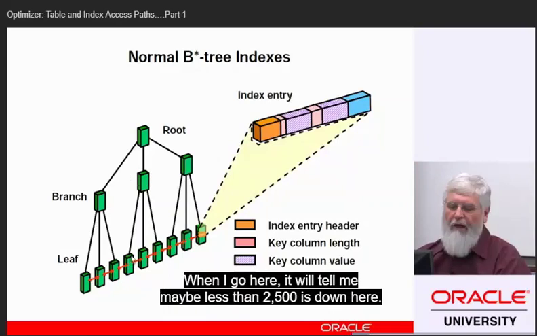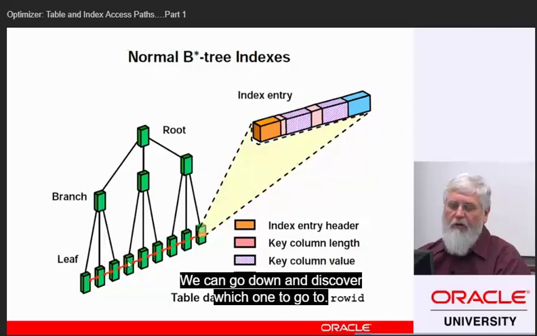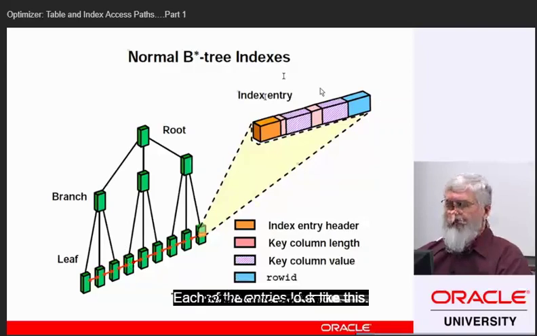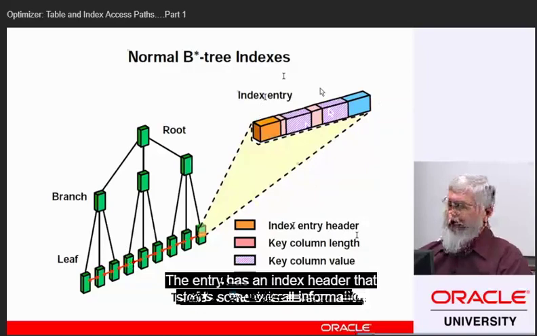Once we get to the bottom, it has a number of entries. Each of the entries looks like this. The entry has an index header that stores some overall information for this entry. And then it has a counter and a column value in pairs.